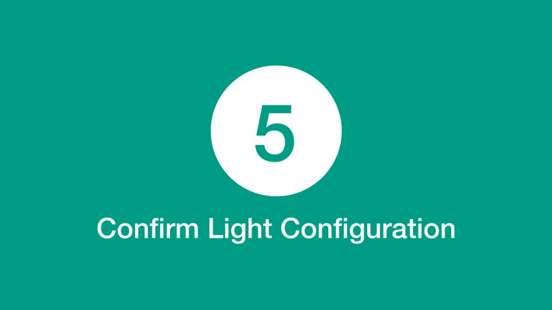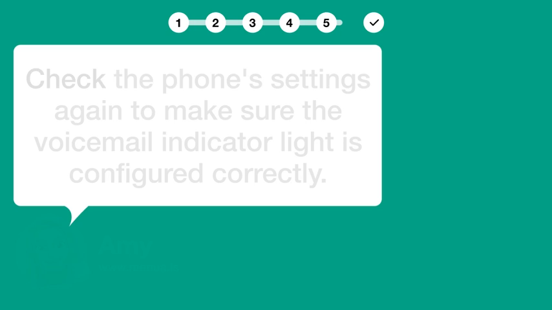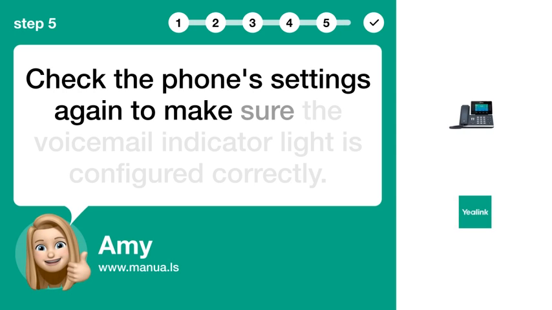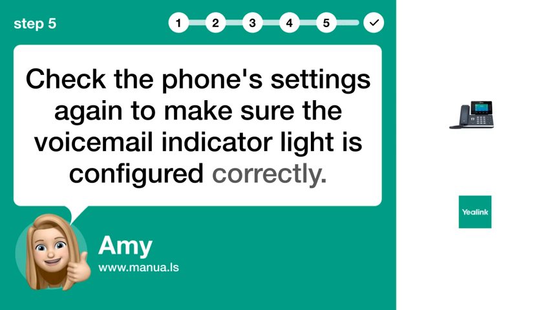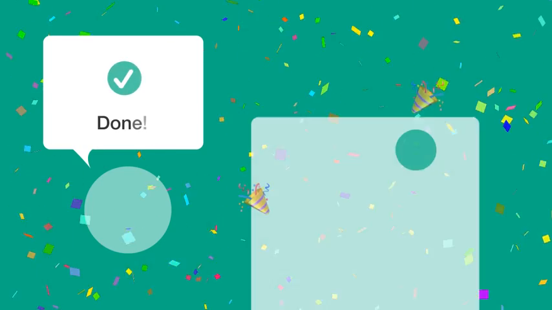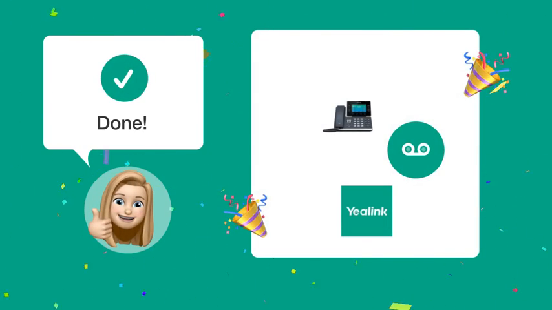Step 5. Confirm light configuration. Check the phone's settings again to make sure the voicemail indicator light is configured correctly. By following these steps, your voicemail indicator light should now function correctly.